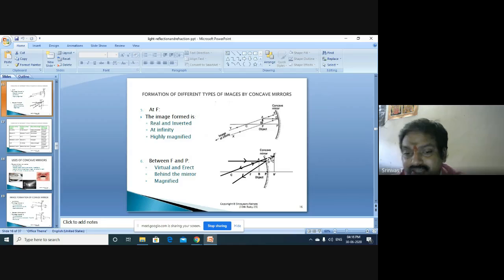Therefore the image is not real, it is virtual in this case. It is virtual and erect behind the mirror. That is the important thing, and finally it is magnified. So it is magnified, virtual and erect, but it is behind the mirror only. That's what we need to observe.